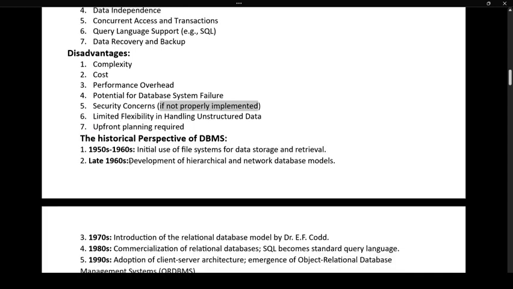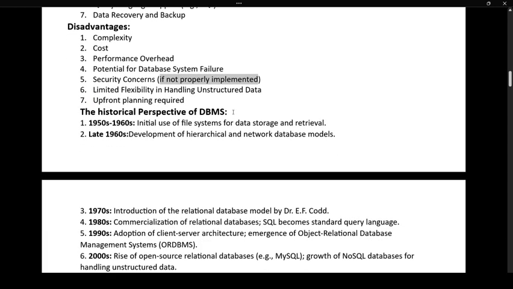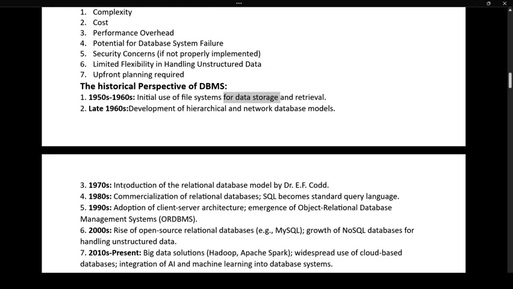Next, coming to the historical perspective of database management systems. Historical perspective is nothing but in which year what has been developed, in which year what has been done. In the 1950s and 1960s, initial use of file systems for data storage and retrieval. Next, in the late 1960s, development of hierarchical and network models. In the 1970s, introduction of relational database models.